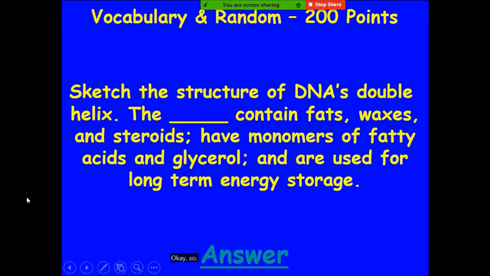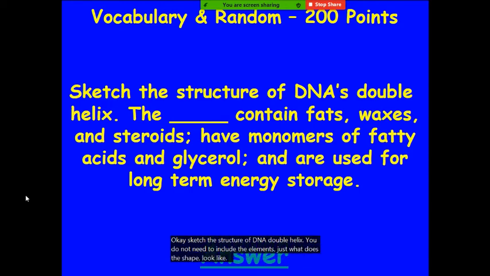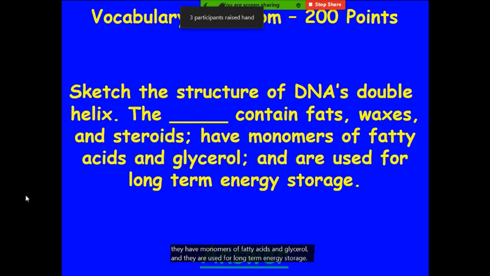Okay, sketch the structure of DNA's double helix. You do not need to include the elements. Just what does the shape look like? If you don't know what a double helix looks like, Google it on your phone real quick. The blanks contain fats, waxes, and steroids. They have monomers of fatty acids and glycerol, and they are used for long-term energy storage. Hand up when you know the answer to both of these questions.